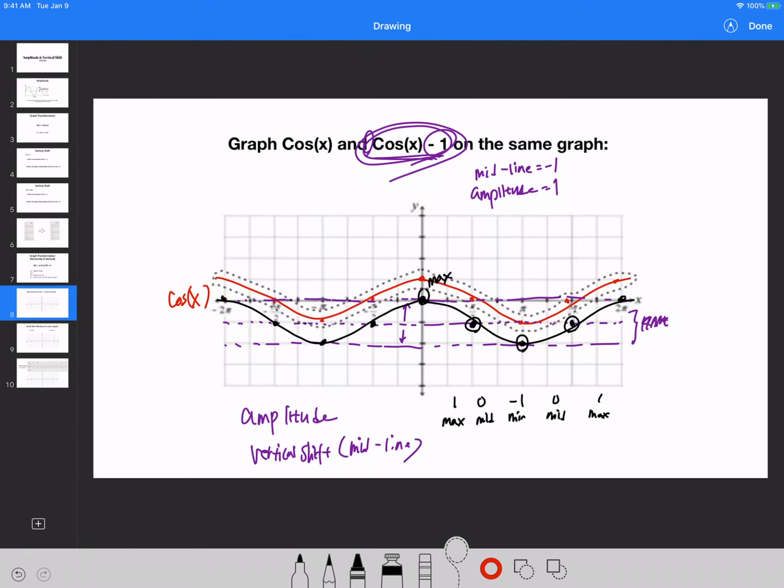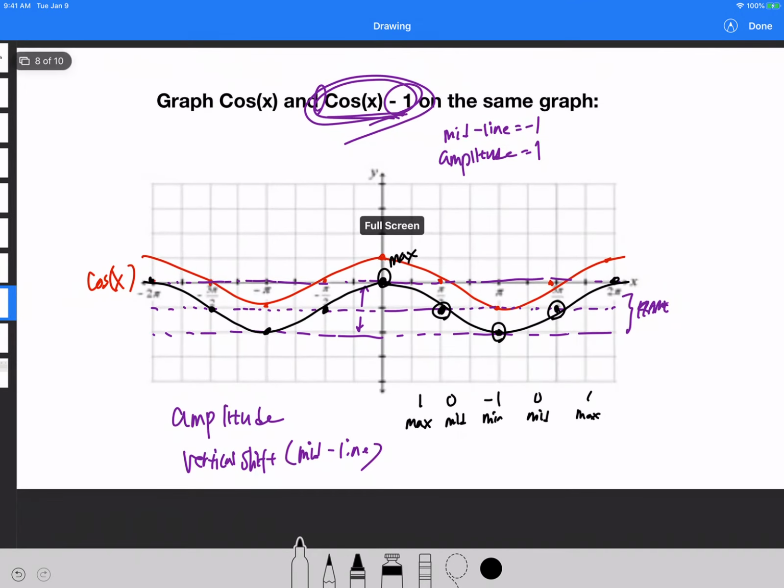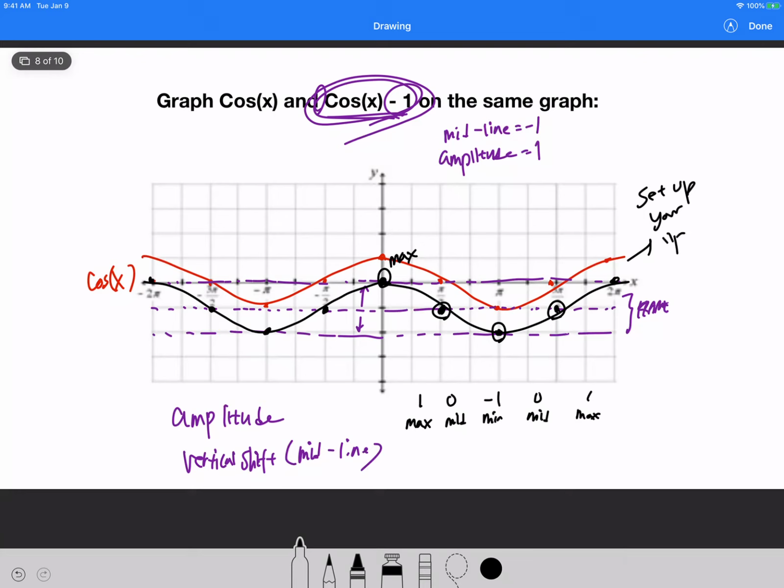So my first suggestion to you is to please set up your frame. You want to have a good habit of doing this, because especially when you're trying to do a complicated trigonometric graphing by hand without using any sort of device whatsoever, it's important that you have a frame so you can work amongst the minimum, maximum, and middle line.